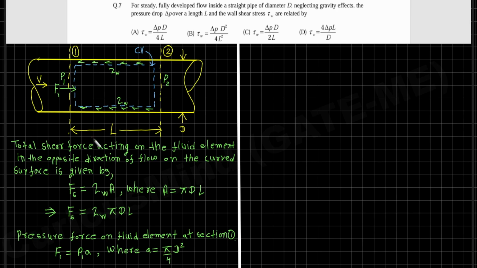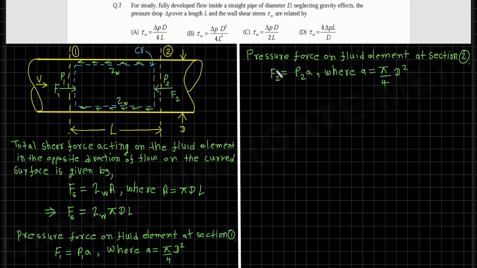Similarly, we would write the expression of the pressure force on this fluid element at section 2. So we have the expression of the pressure force on the fluid element at section 2, which is equal to F2 that acts in this direction, perpendicular to the circular surface. It is equal to P2 times A, where A is the surface area of this circular surface of diameter d, the same as this surface area, pi by 4 times d squared.